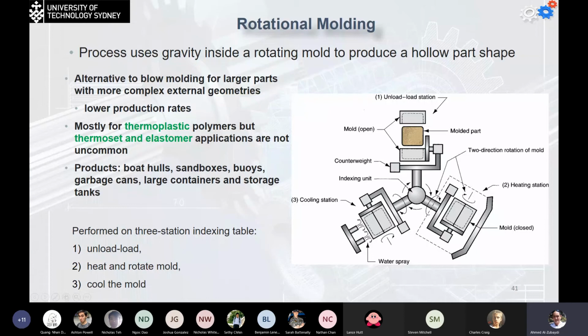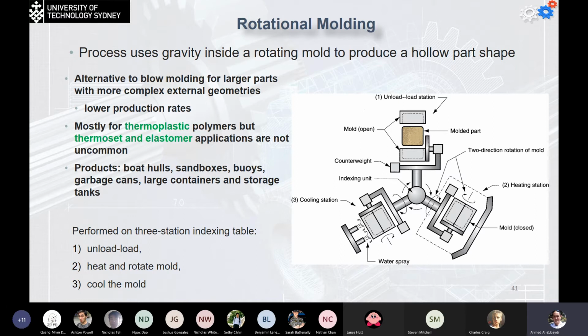Many of the water tanks you're using every day, the plastic ones, actually the big ones, are made by rotational molding. This approach will use the gravity inside the rotating mold to produce hollow part shapes. It's an alternative to blow molding for larger parts, and it's going to have, of course, more complex external geometries. The problem with this operation is the low production rate, because the time for solidification is going to be longer.